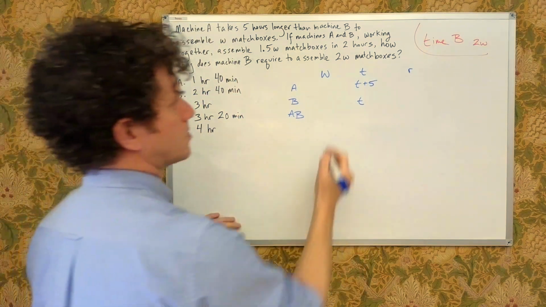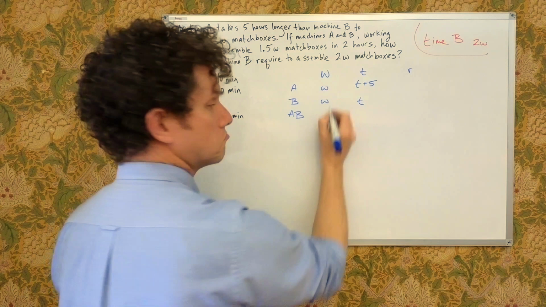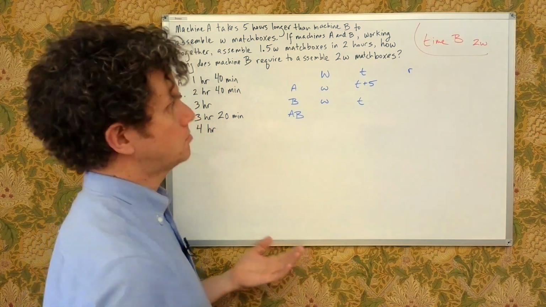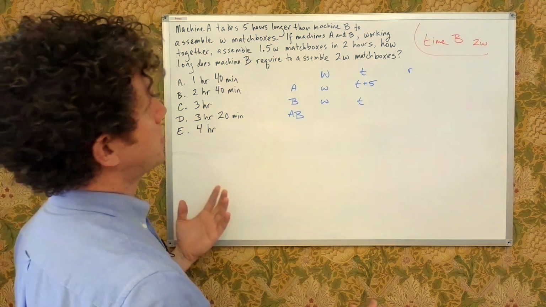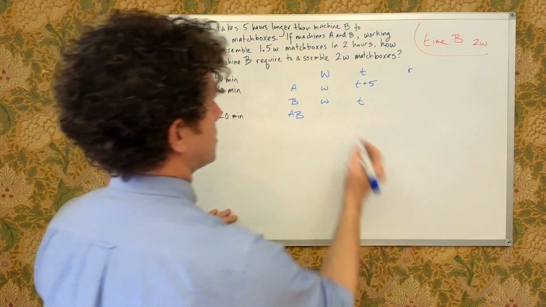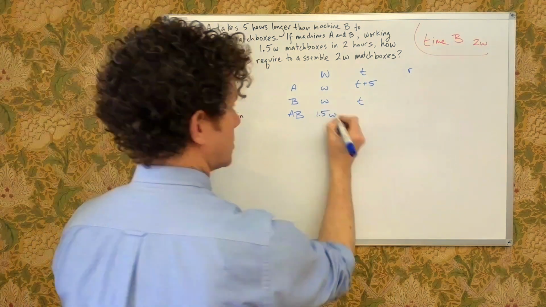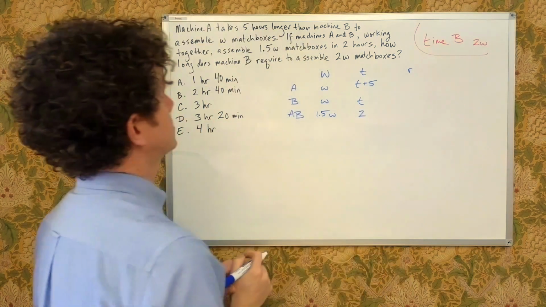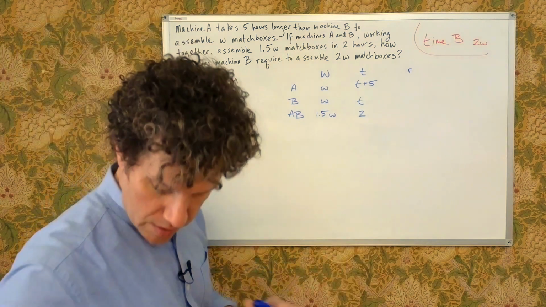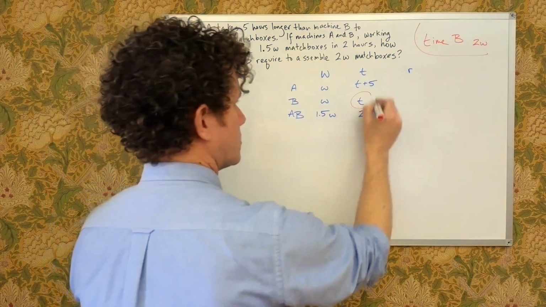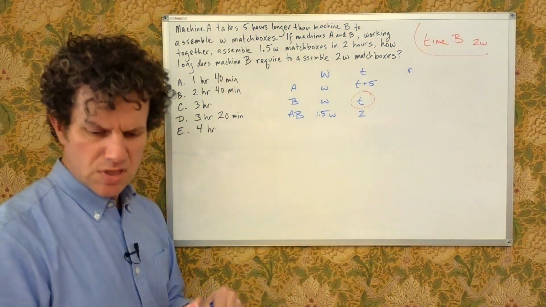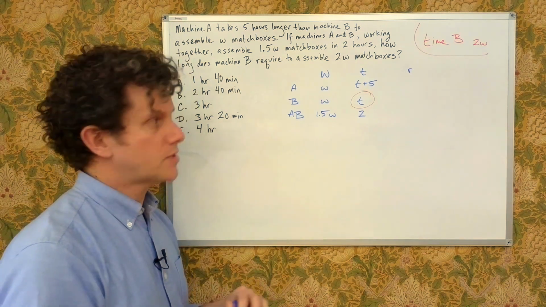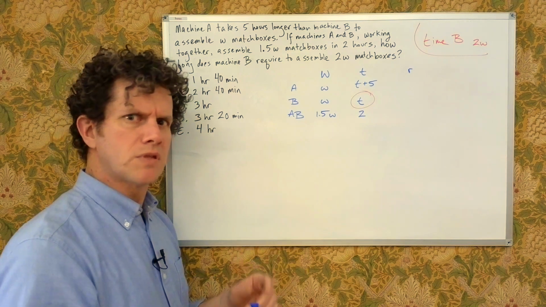To assemble W matchboxes. So that's a variable. 100, 600, don't know, W. If machines A and B working together assemble 1.5 W, a batch and a half, in 2 hours, how long does it take machine B? So yeah, we're here to find a time. And this is possibly the most typical of combined rate questions. You find the one. I think this might have been where we started.